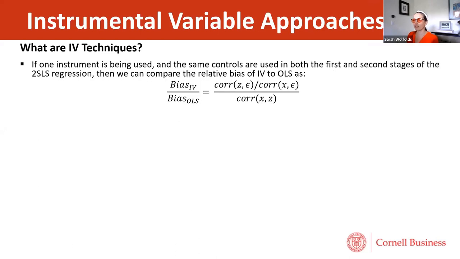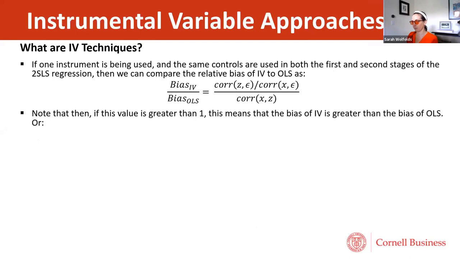So you can consider when the instrumental variables approach is going to perform better than OLS by comparing the bias of the instrumental variables coefficient with that of the OLS coefficient.